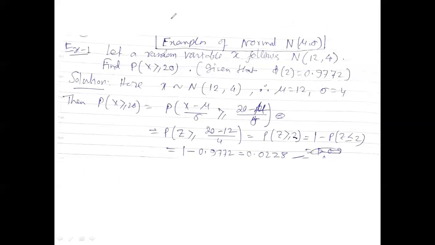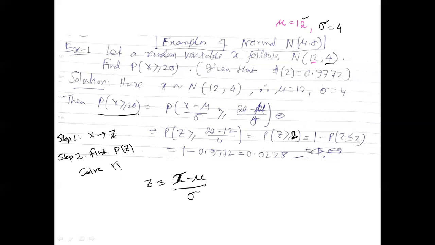Now that is step 2. What is our step 2? Our step 2 is to find P(z). We already found the probability of z greater than or equal to 2. How to find P(z)? What tricks are applied to find P(z)? We use the given phi z concept or use the normal table to find the probability of z.